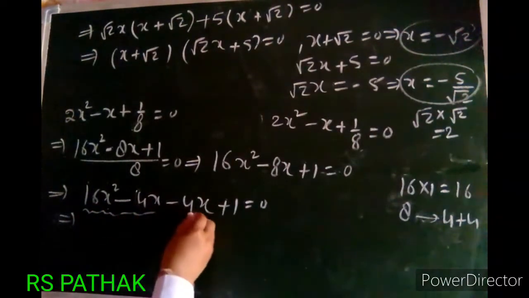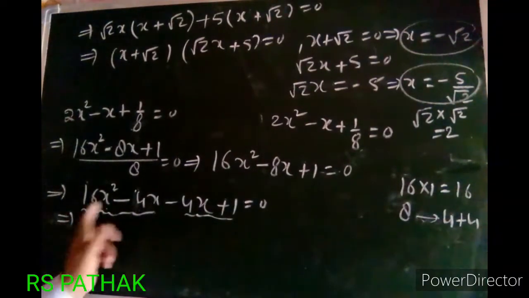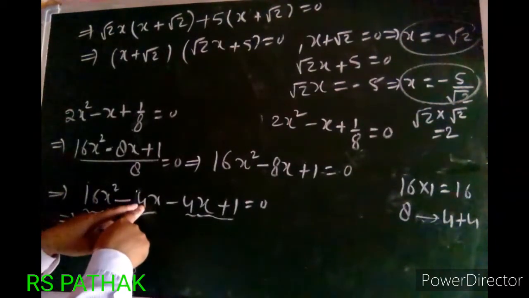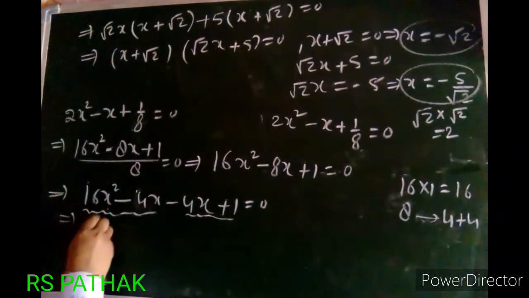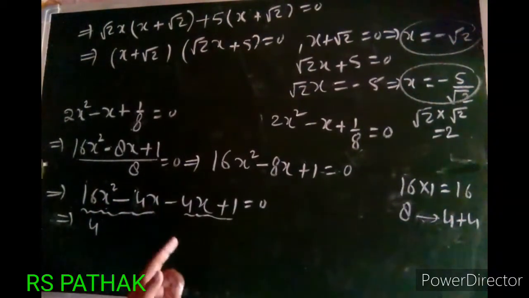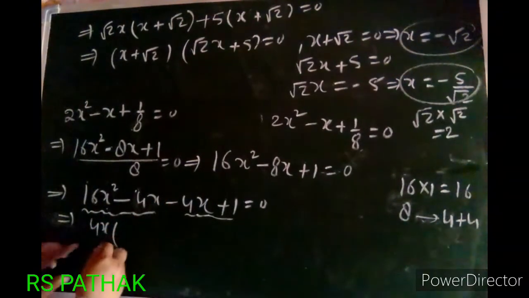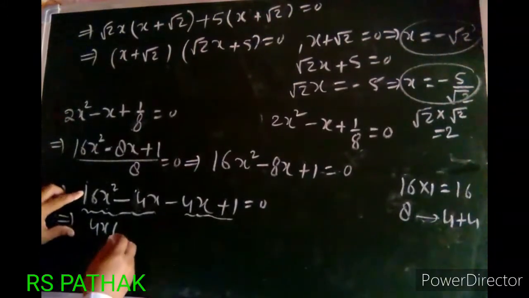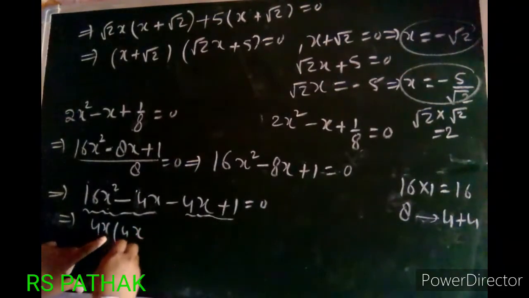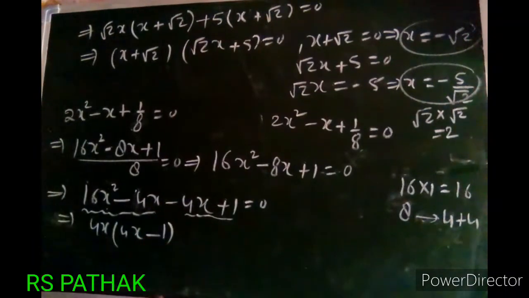Between this group and between this group, I have to take the common. Between this group, what is common? 4 is common because 4 will divide 16 and 4 will divide 4 itself. Therefore, 4 is common. x² and x is common. Smallest power of x should be common. Therefore, 4x is common, divide by 4. 4 times 4 is 16. x will divide x² to x times. Minus 4 will divide 4. x will divide 1. The remaining will be 1.